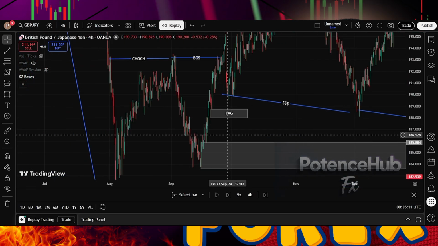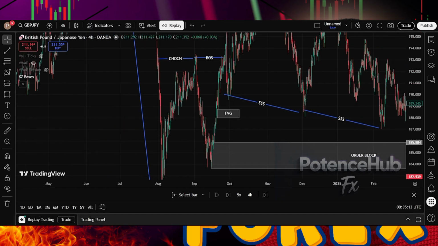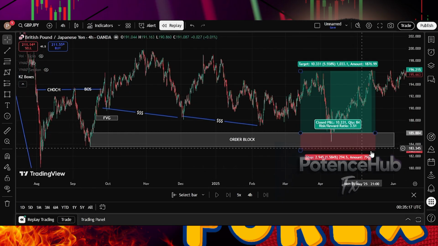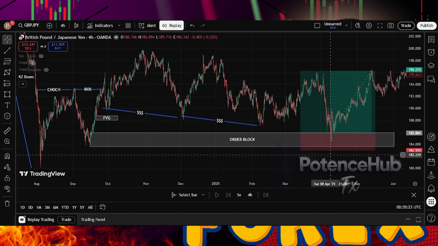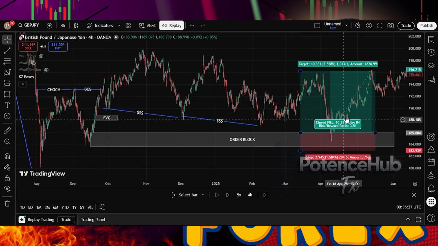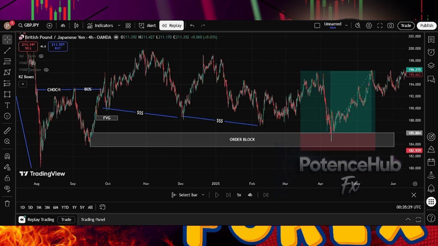So if you check this up, you're going to see that the same pattern, or the same trade, played out to take profit. As you can see, it hit the TP straight up. It retraced back to the point of origin, which is our order block, and boom, you could see it. Now this is actually on the 4 hours.